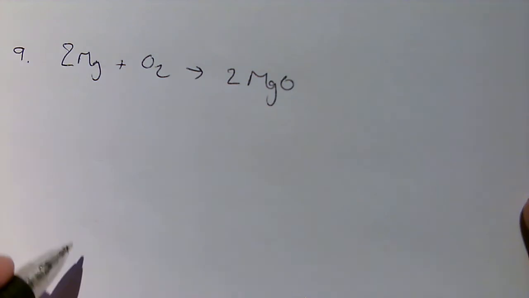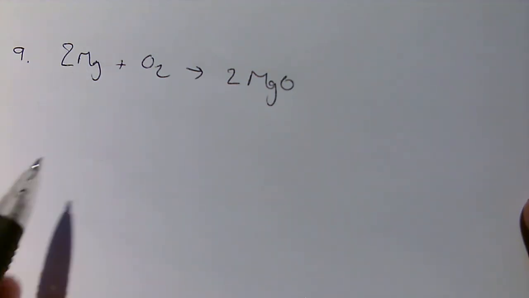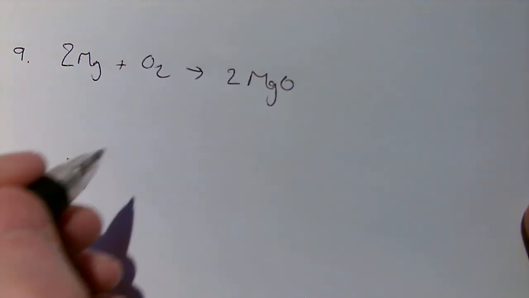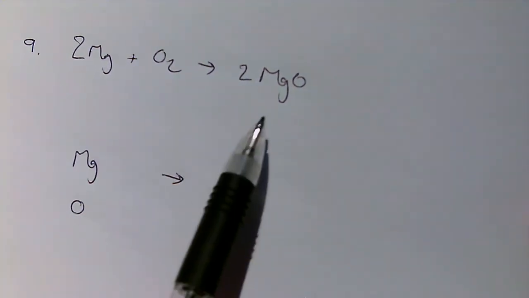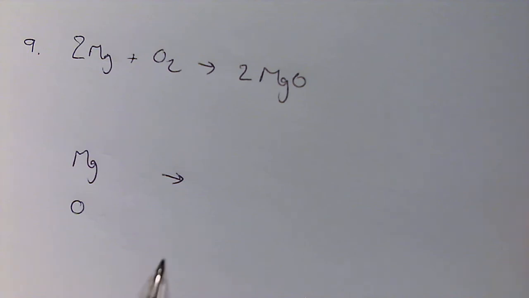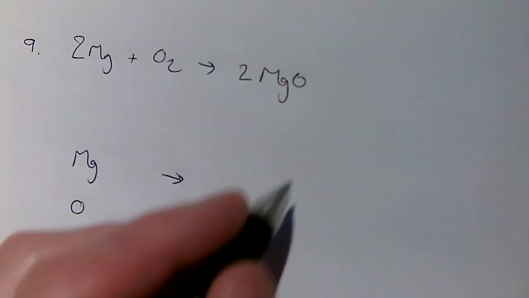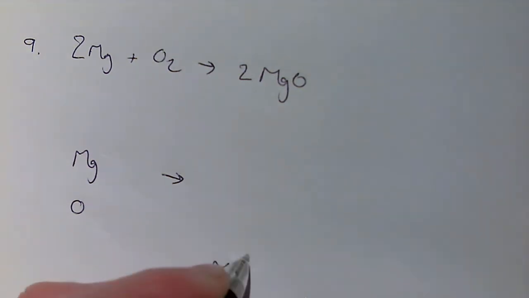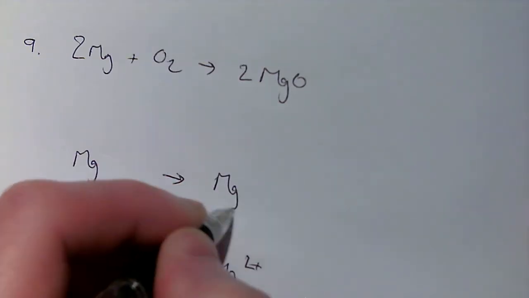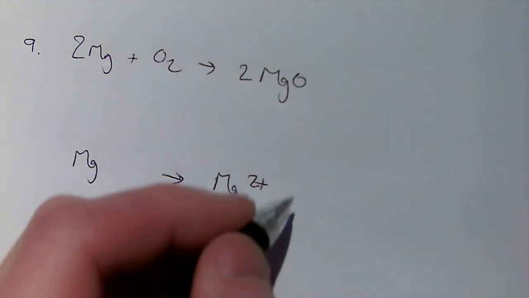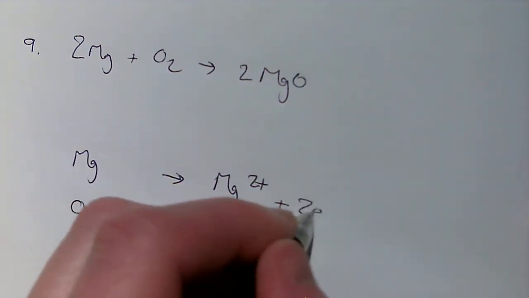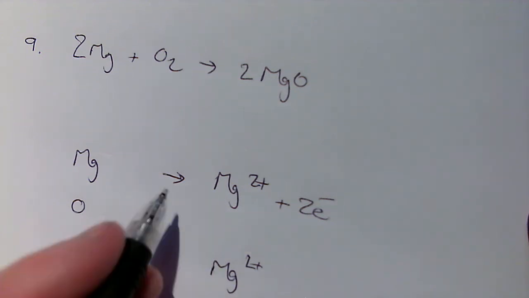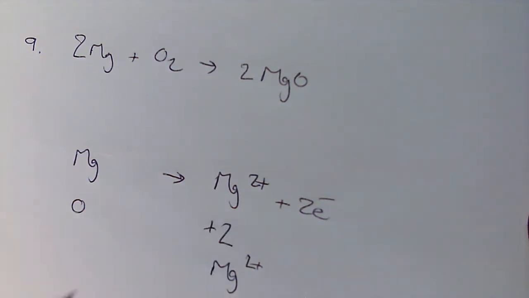So I've got magnesium. That's made from lots of magnesium atoms, so the oxidation state of the magnesium is 0. And it forms the magnesium oxide ionic compound, so that's made of ions. In that compound, the species of magnesium is Mg2+. So I'll put that there, Mg2+, plus 2 electrons on that side. So the oxidation state of the magnesium goes from 0 to +2.